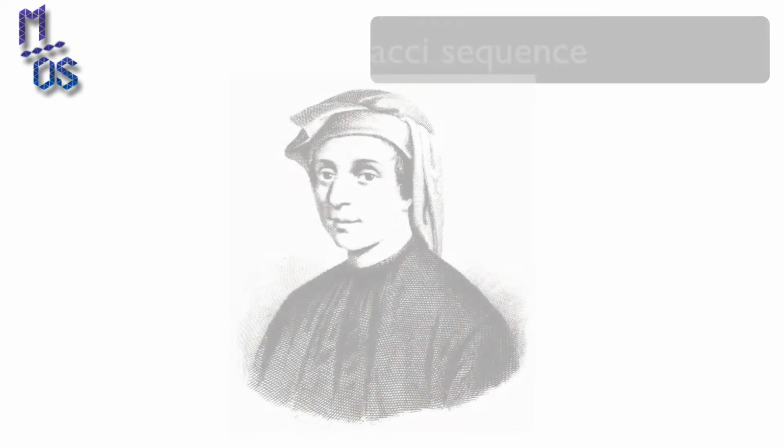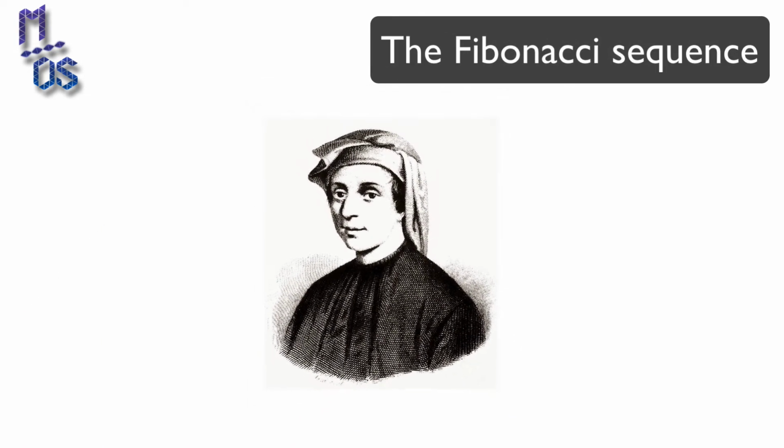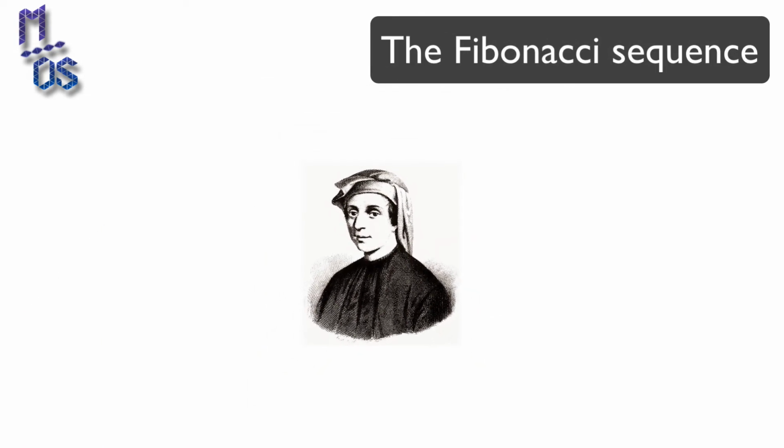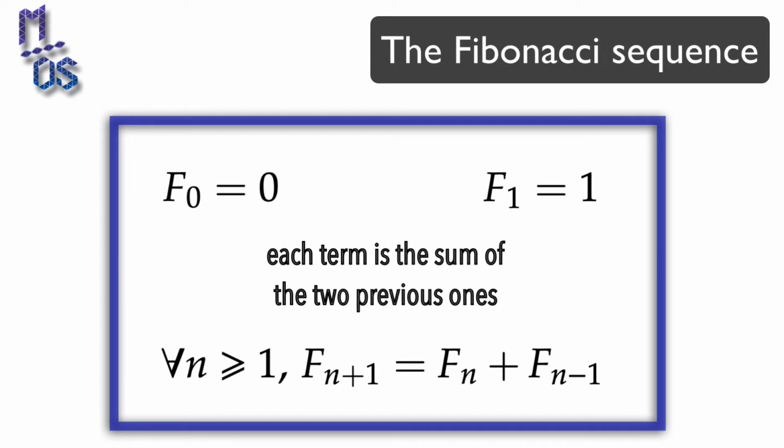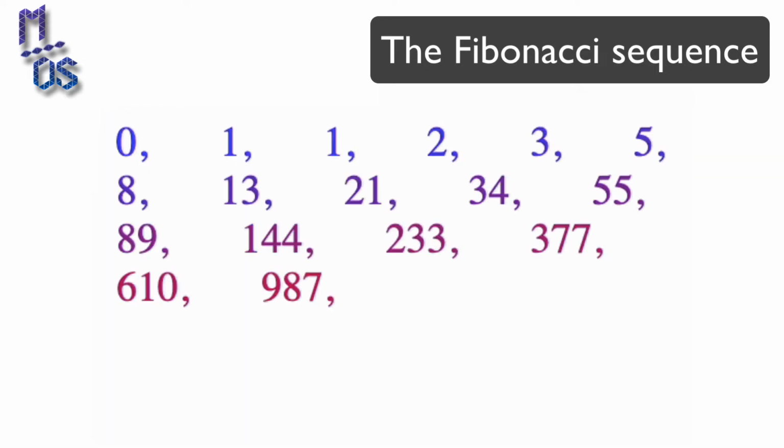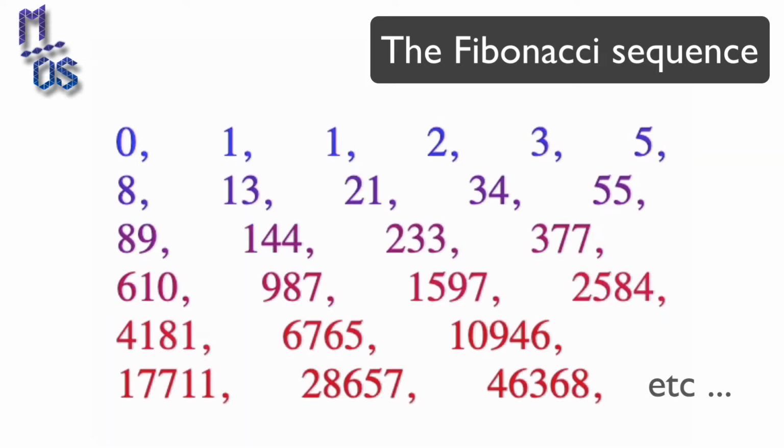First of all, I need about 2 minutes to remind you exactly what we're talking about. And let's start with the definition. The Fibonacci sequence is defined by its first terms 0 and 1, together with this recurrence relation. In other words, each term is the sum of the two previous ones. This way, we can easily compute the first values.